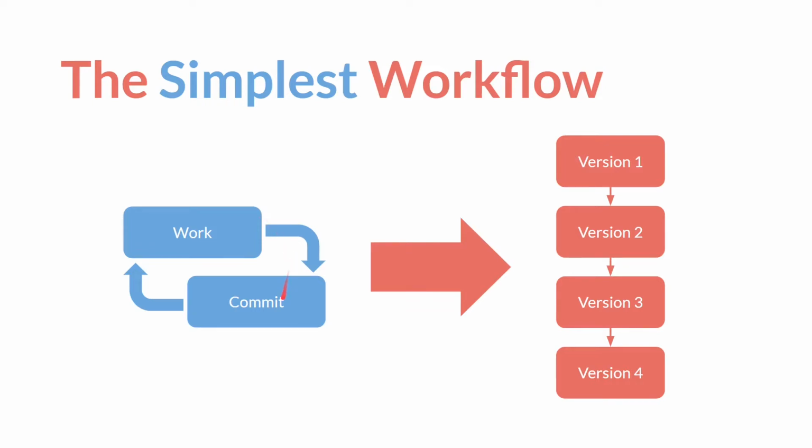You work, you commit, you work, you commit, you work, you commit, and it creates this list of versions where version 1 leads to version 2, version 3, version 4, and so on. This is all local. It doesn't require any type of internet backup, connection, server, etc. It's all local, and it's all inside of your GameMaker project file.